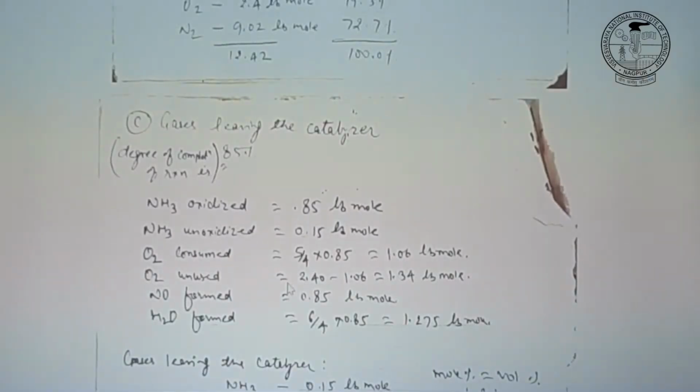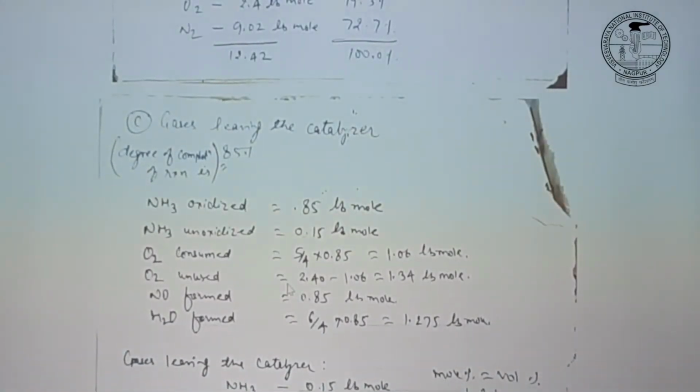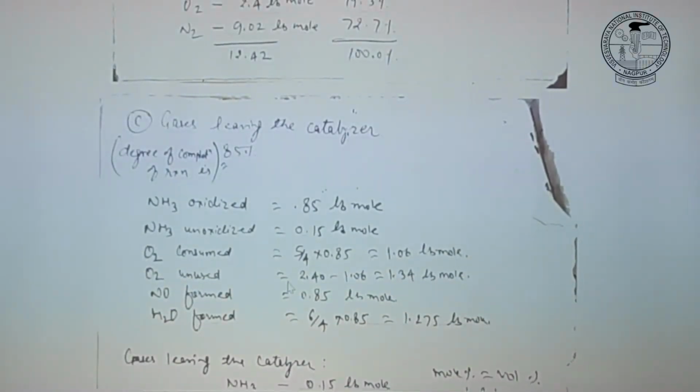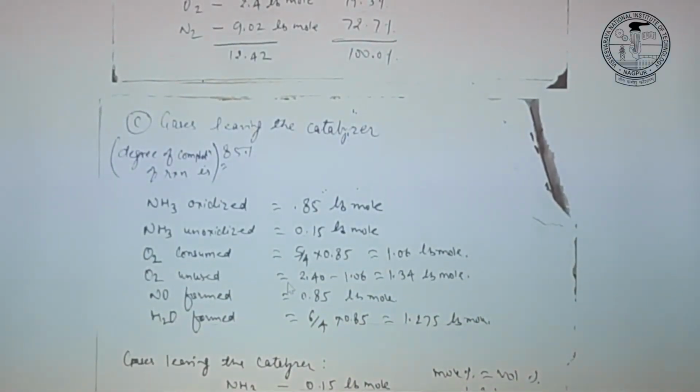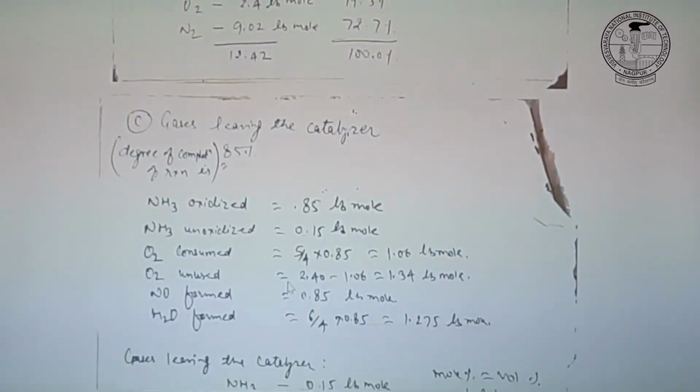Right? NO was formed. So how much NO has formed? You refer to the reaction and its stoichiometry. So 1 lb mole of ammonia was giving 1 lb mole of NO. Here, only 0.85 lb mole of ammonia got converted, so you will get 0.85 lb mole of NO. So in the outlet, again, you have to chalk out that 0.85 lb mole of NO is there.